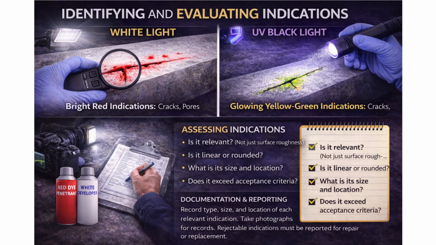Not all indications are defects though. Inspectors must evaluate each indication to determine, is it relevant? Not just surface roughness or contamination, is it linear or rounded? What is its size and location? Does it exceed acceptance criteria? Documentation is critical. Inspectors record the type, location, and size of each relevant indication. Photographs are often taken for records. Rejectable indications must be reported, and the component may need repair or replacement depending on the application code or standard being followed.